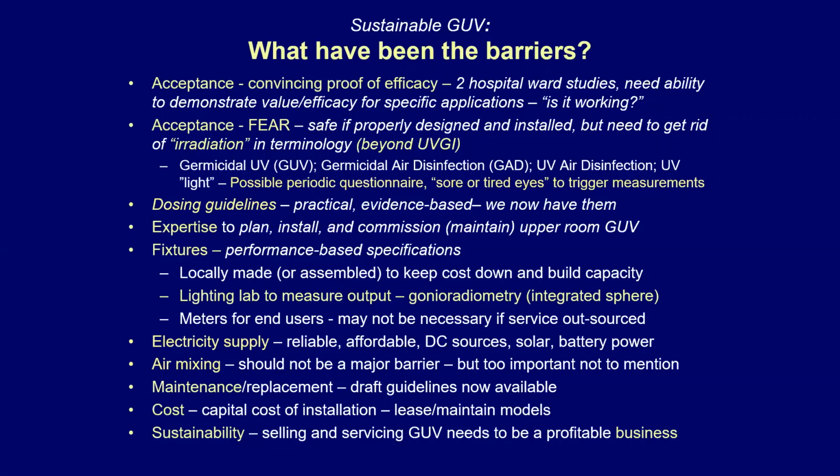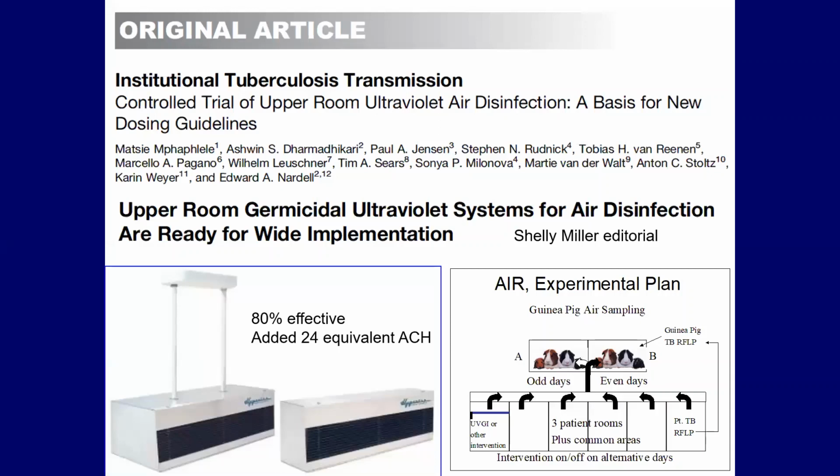But as I showed you from the study in Russia, GUV is by far the least expensive alternative to natural ventilation. And it needs to be sustainable. This cannot stop working in 2 years, and that can be done with proper maintenance.